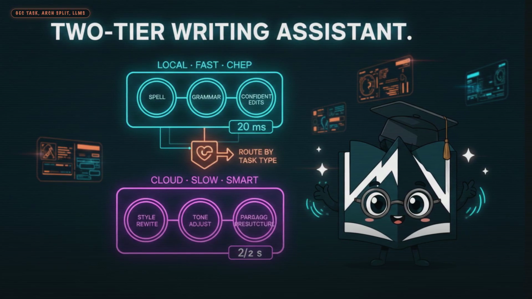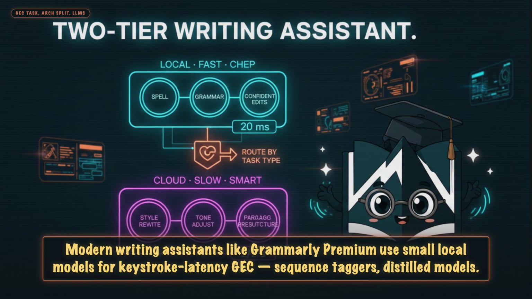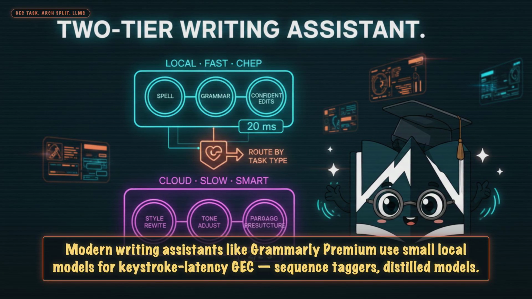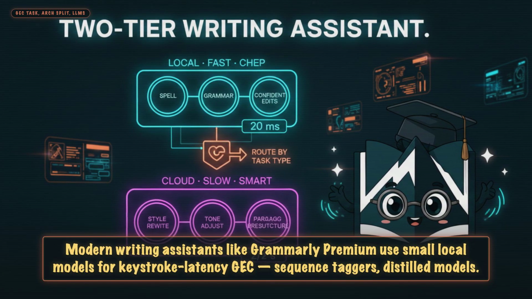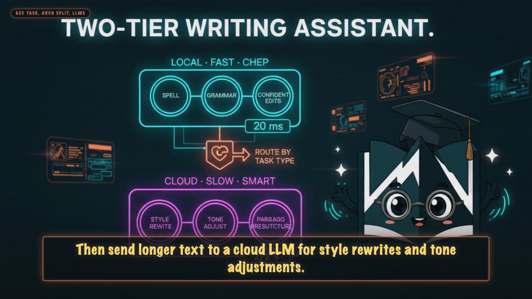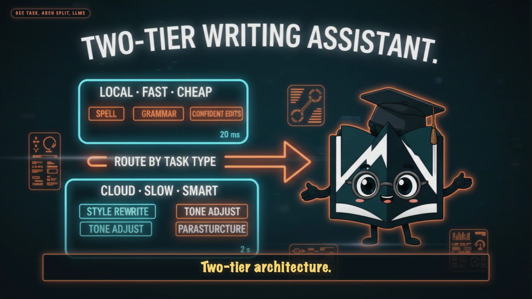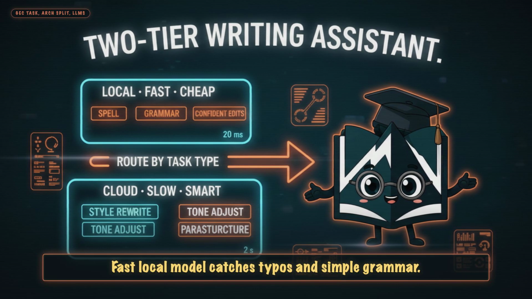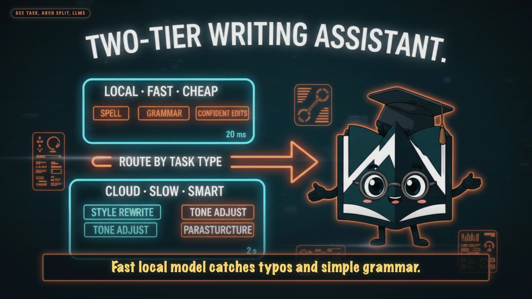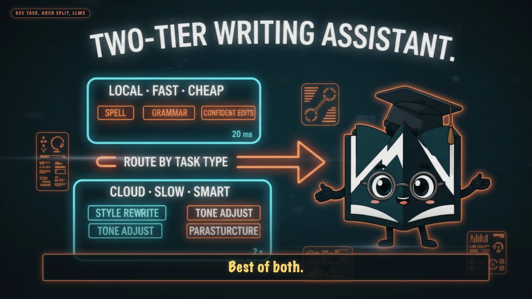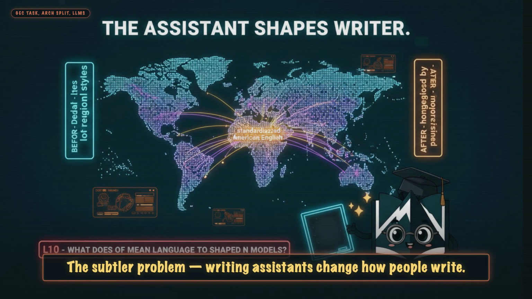Interesting design pattern. Modern writing assistants like Grammarly Premium use small local models for keystroke latency GEC, sequence taggers, distilled models. Then send longer text to a cloud LLM for style rewrites and tone adjustments. Two-tier architecture. Fast local model catches typos and simple grammar. Slow cloud model does the paragraph-level thinking. Best of both.